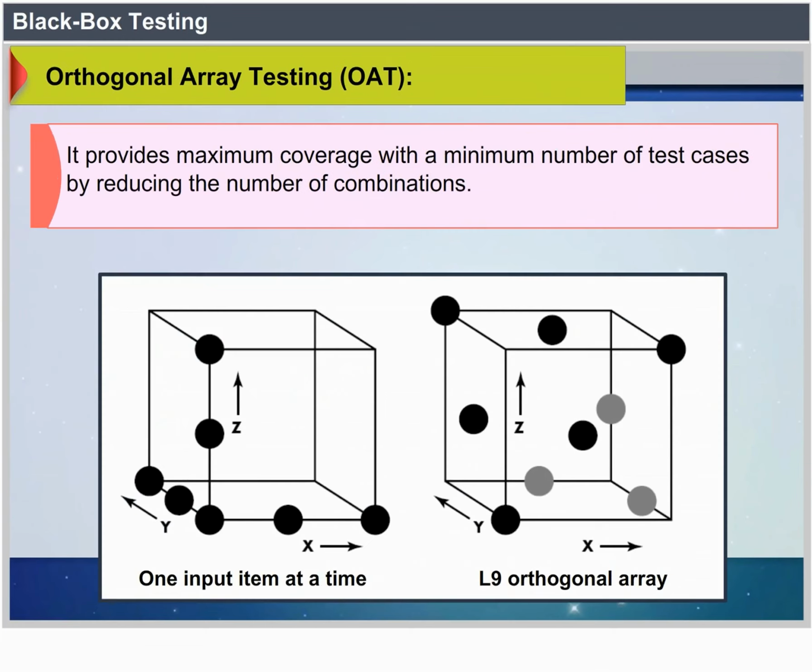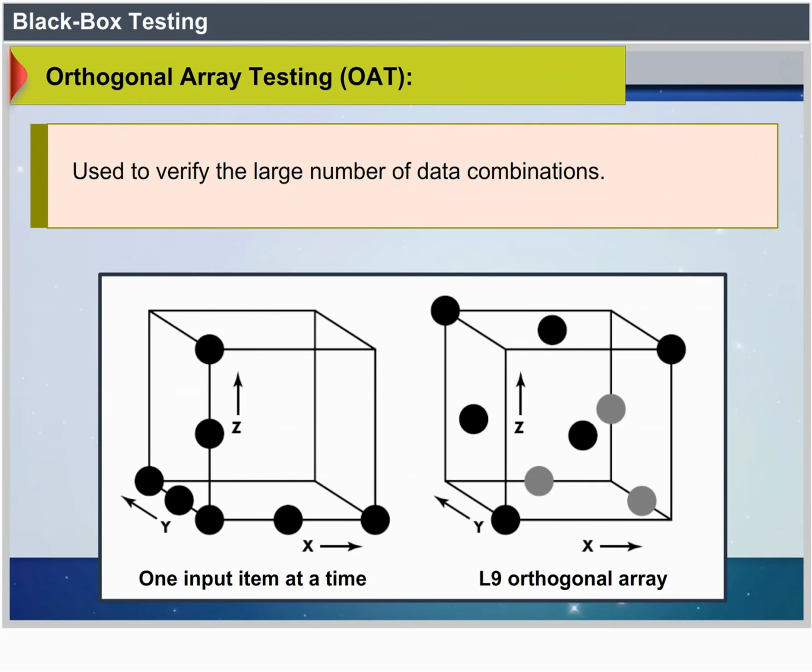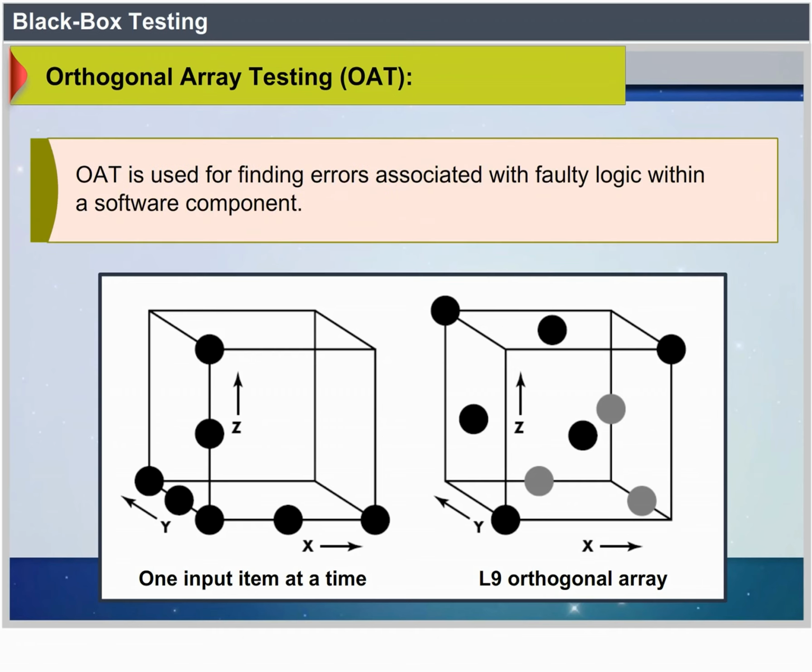Orthogonal array testing, OAT. It provides maximum coverage with a minimum number of test cases by reducing the number of combinations, and is used to verify the large number of test combinations. OAT is used for finding errors associated with faulty logic within a software component.